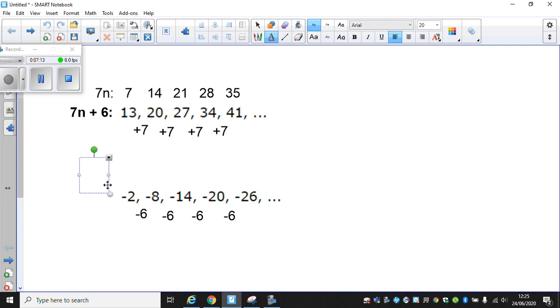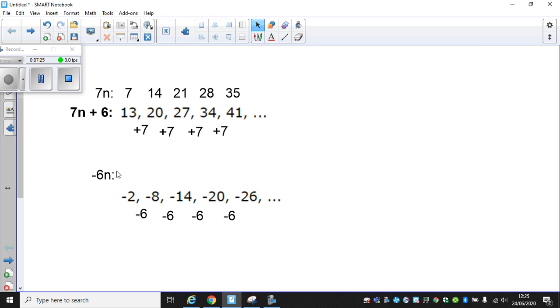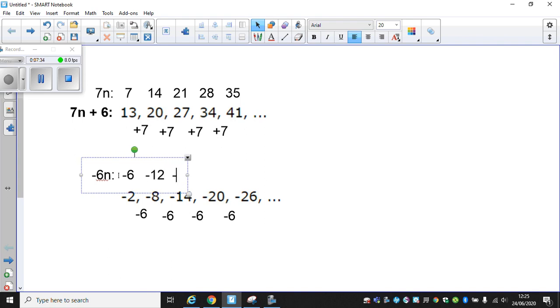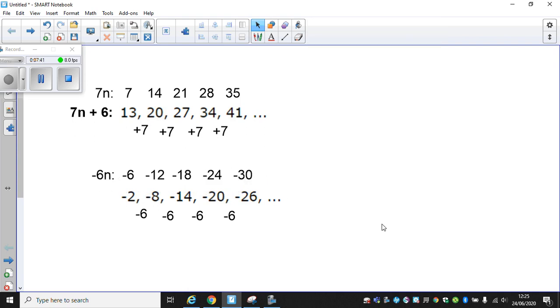So I know that this sequence has got something to do with the -6 times table. Now the -6 times table is just the same as the 6 times table, but with negatives. So -6 times 1 is -6. -6 times 2 is -12. -6 times 3 is -18. Then -24. Then -30. So this is the sequence for -6n.